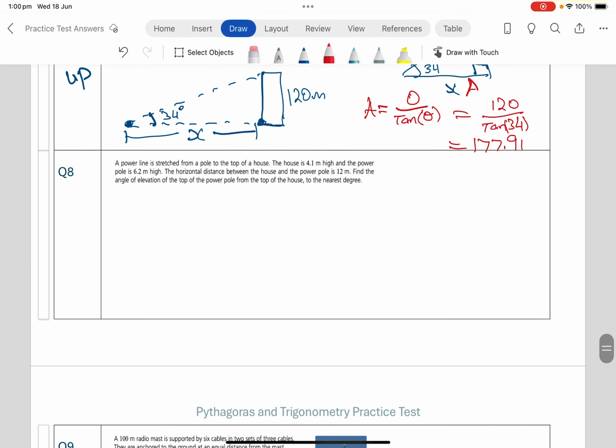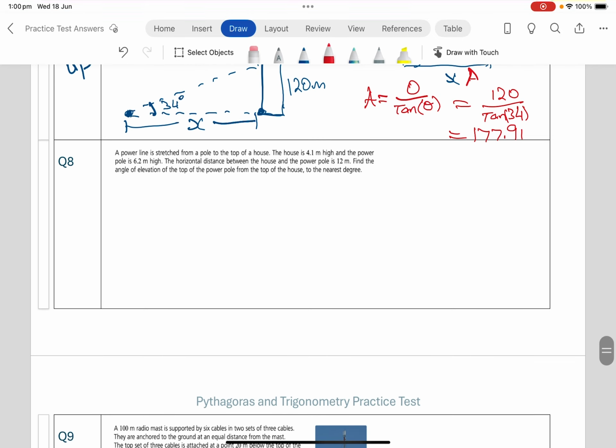All right, what have we got left? Two more questions. Next one here. A power line is stretched from a pole to the top of a house. The house is 4.2 meters high, and the power pole is 6.2 meters high. So let's start by drawing my little house. The house is 4.2 meters high. And what else have I got? I've got a power pole. It can just be a big stick, and that's going to be 6.2 meters high. The horizontal distance between the house and the power pole, so this distance here, is 12 meters.